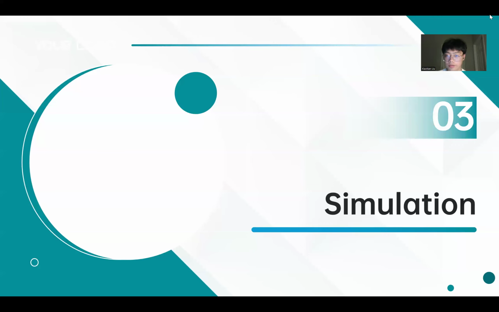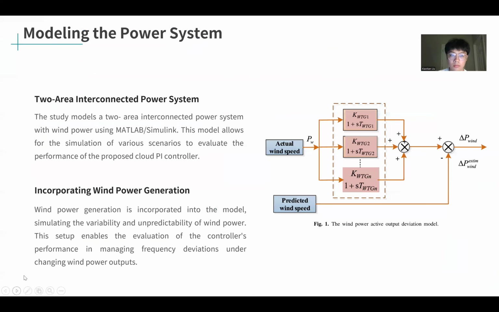The third part of this presentation is about the simulation of the paper. In the simulation, the paper models the power system as a two-area interconnected power system with wind power using MATLAB Simulink. This model allows for the simulation of various scenarios to evaluate the performance of the proposed cloud PI controller.